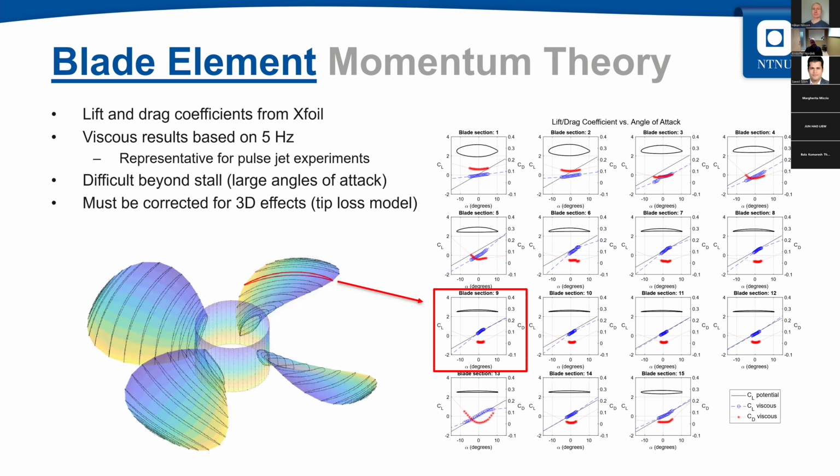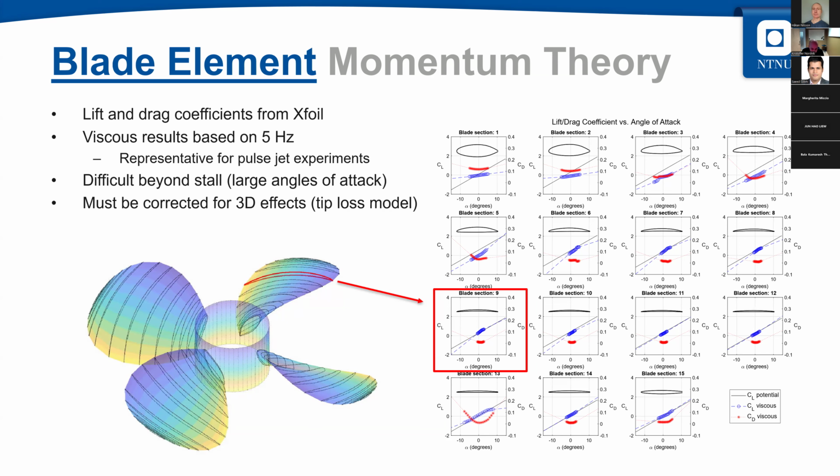And then for this blade element momentum theory, the idea is to divide it into 2D sections, and then you obtain lift and drag coefficients for each section, and then you can sum them all together. These are obtained from this boundary layer software called Xfoil, and the result of that you see here. It shows both the potential results without friction and also the viscous lift and drag coefficients.